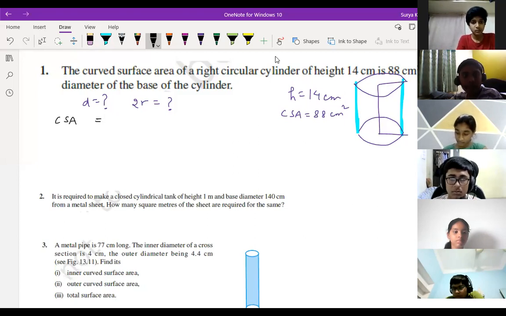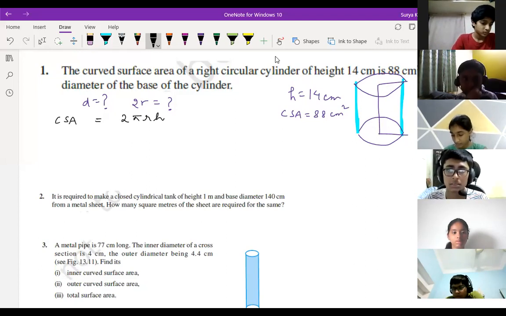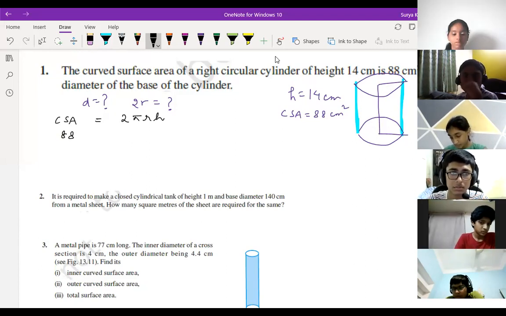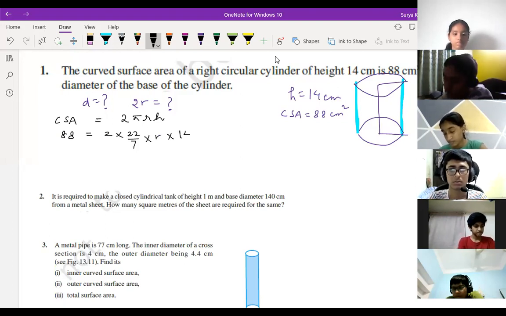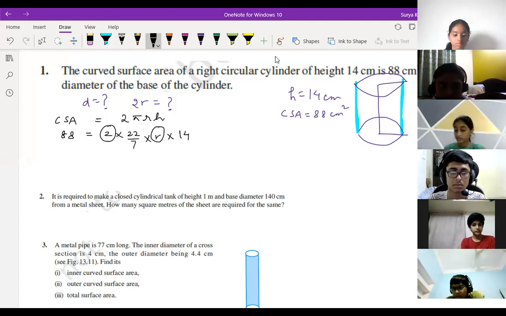CSA formula. Sahil, tell me CSA of cylinder. 2 pi rh. Yeah, Shriyanvi, fine, all right. Okay, let me check. The diameter is 2r. So 88 is equal to 2 into 22 by 7 into radius into h, which is 14. Yes, sir. Don't touch this 2 and r, children. Okay, write directly 2r is equal to 88 into 7 divided by 22 into 14.